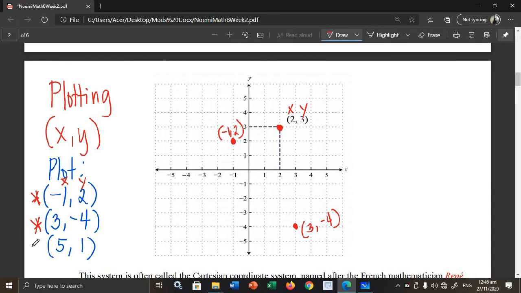And then the last ordered pair that we need to plot, we have 5, 1. So 5 yung x-coordinate mo, which is positive, so sa right side. And then your y-coordinate is 1, which is positive, so movement mo pataas. So from here, punta ka dito. This is now the plot of your ordered pair. 5, 1. So that is how you plot points in a Cartesian plane.